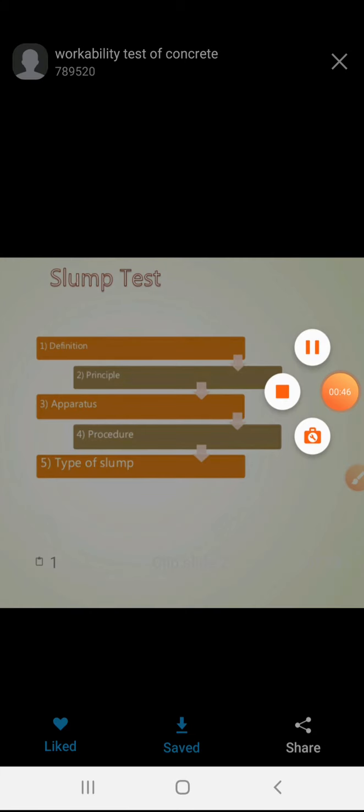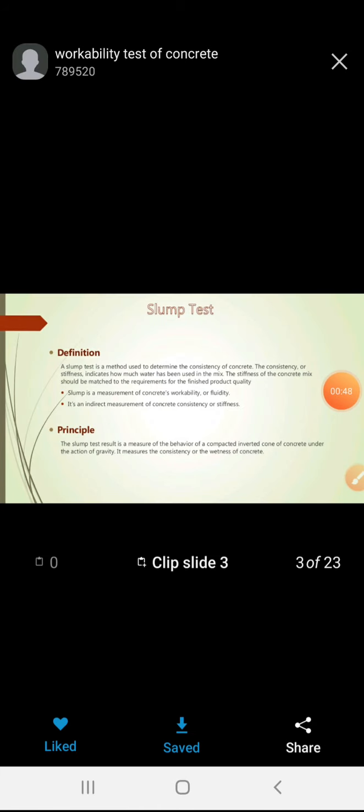First, what do you mean by slump test? In this topic we cover the definition, principle, apparatus, procedure, and types of slump. This test is used to determine the consistency of concrete, or the stiffness, which indicates how much water has been used to make the powder into a cement paste, or a concrete paste.